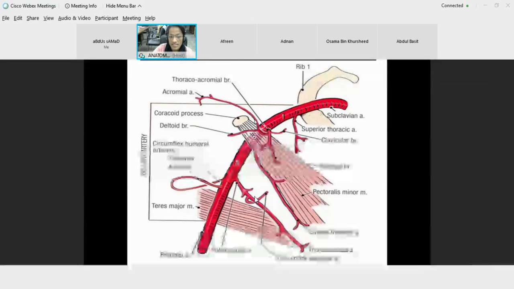This you will study in detail when you are taught about the scapular anastomosis. That is your next class. In that, you will be taught that this acromial artery ends by anastomosing over the acromion. Okay.